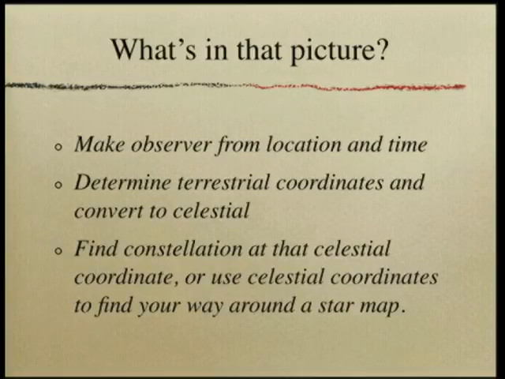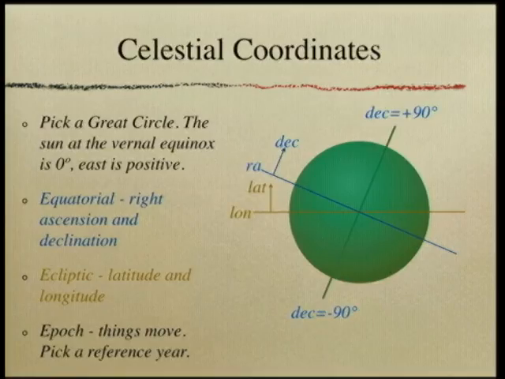And so then you can find what constellation that matches with, or you can take the celestial coordinates and go look up a star map. And I'll show you how to read star maps, which honestly I only figured out because I was working on this talk and thought, hey, I should put a star map in there. I don't know how they work.